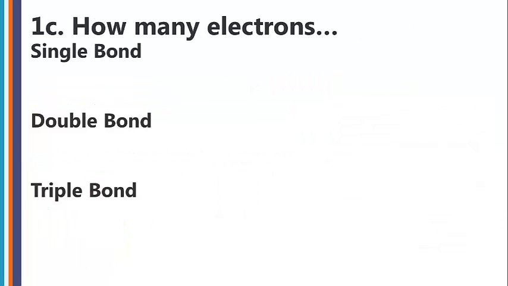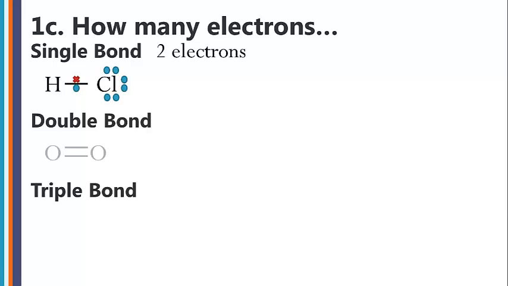Next question asks us how many electrons are in each type of bond. A single bond, such as that between hydrogen and chlorine, is 2 valence electrons. A double bond, like that between diatomic oxygen, is 4 valence electrons. Half of them come from one oxygen and half of them come from the other oxygen. So that's 4 electrons total.